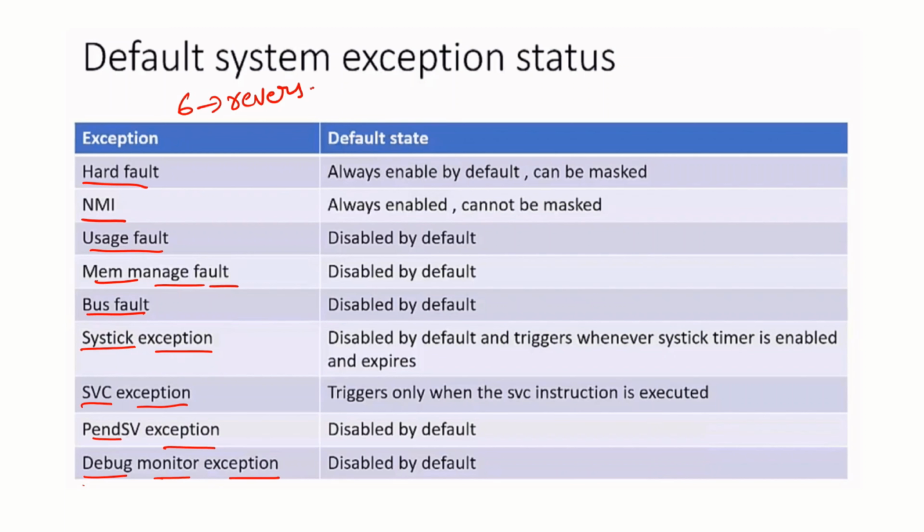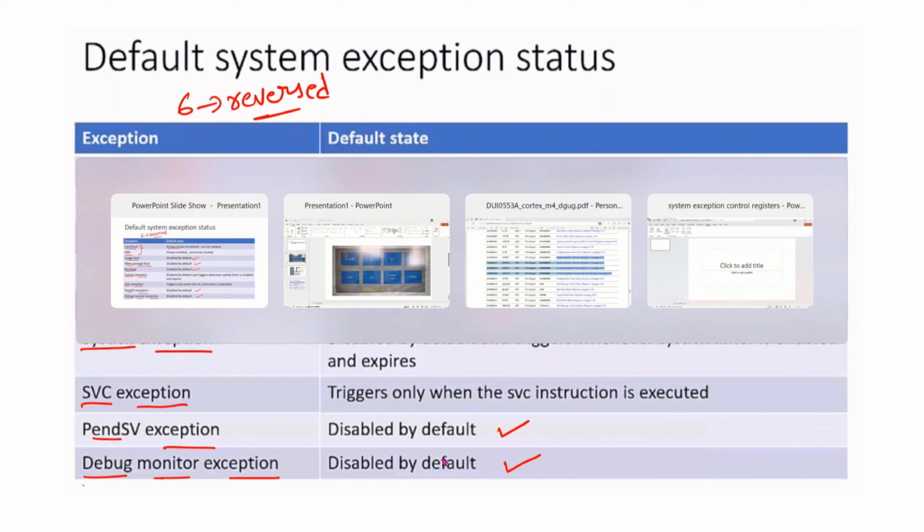So now we have only 9 system exceptions. See here, hard fault and NMI are always enabled. We can't mask these two exceptions, but usage fault, memmanage fault, bus fault, PendSV, and debug monitor exceptions, these particular exceptions we can mask. By default, these are disabled only. Okay, and these are the different types of system exceptions, and I will show you now system exception related registers.